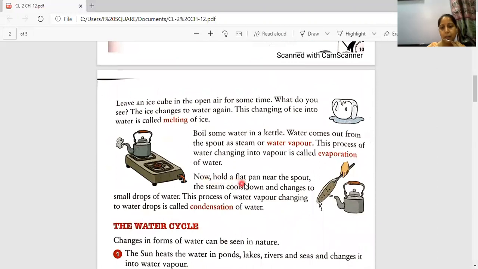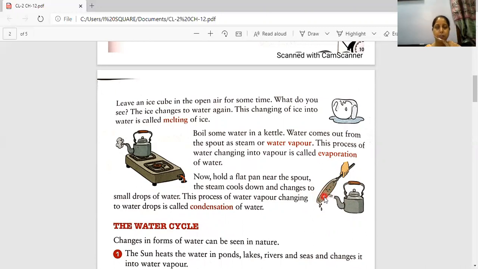Now hold a flat pan near the spout. The steam cools down and changes to small drops of water. This process of water vapor changing to water drops is called condensation. In the diagram given over here, when we keep a cool pan in front of the steam, what happens? A few droplets are formed over here. These droplets are known as condensation.